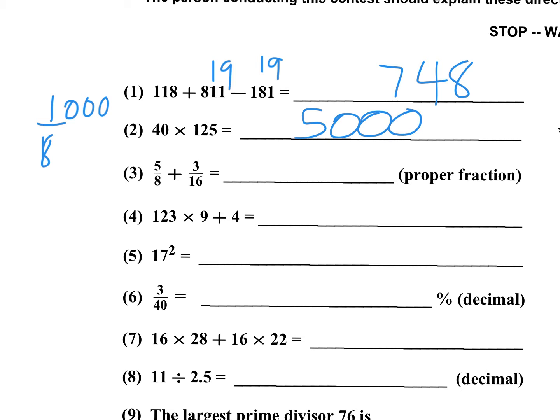Number 3, adding fractions, we want the answer as a proper fraction. So 5/8 is the same as 10/16. 10 plus 3 is 13. So it would be 13 over 16.